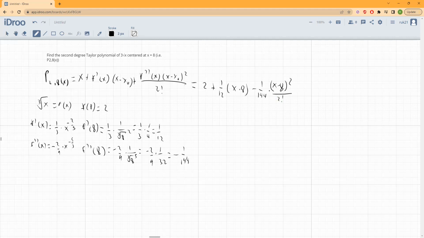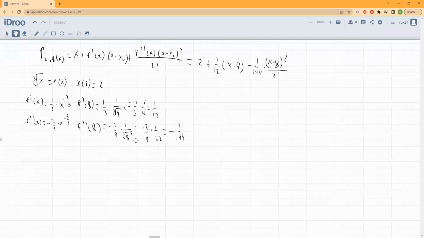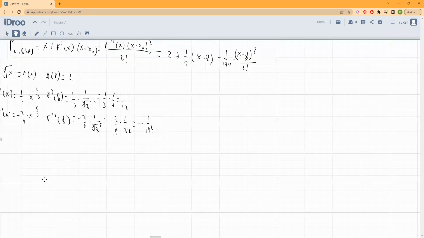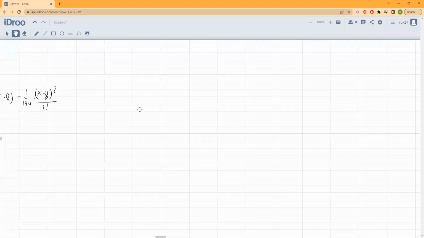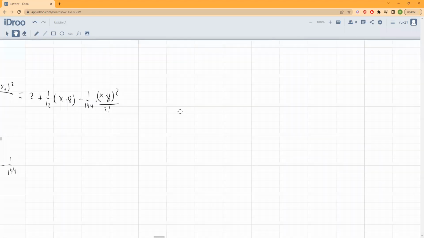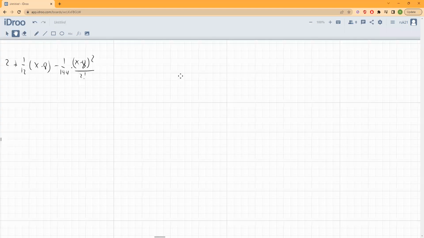Great. So now the second question is: use Taylor's inequality to find an upper bound on the error, expressed as a fraction, using P2, the Taylor polynomial of second degree centered around 8. And then use it to approximate the cube root of 10. Let's leave this on the screen, right over here.